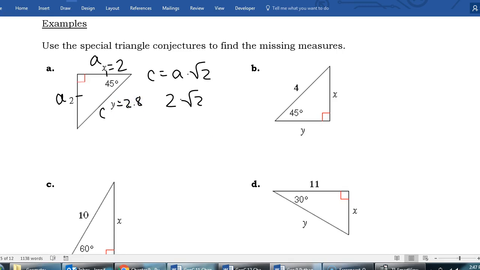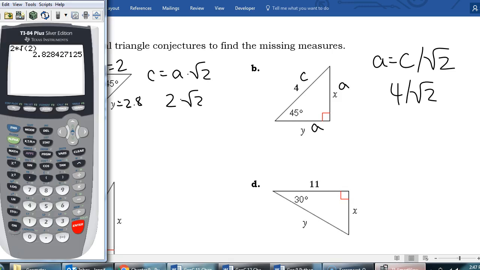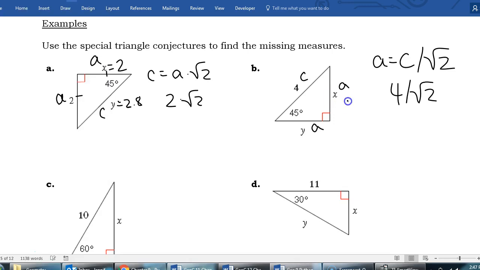Letter B is another isosceles right triangle. I know my C side is 4, and I don't know my A sides. So if I need to get my A, I would take my C side and divide it by the square root of 2. So I'm going to do 4 divided by the square root of 2. And coincidentally, it's the same answer. But now I know that these are now both 2.8.